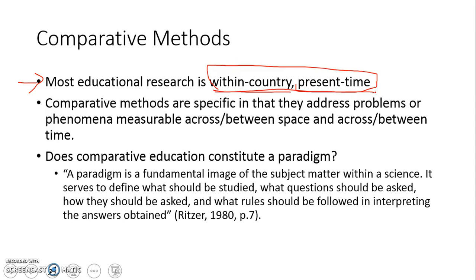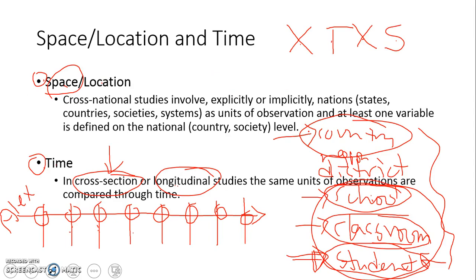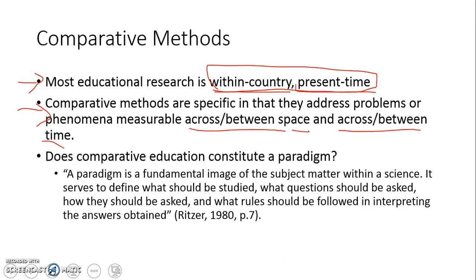If I was sitting in Germany right now, then I would probably be looking mostly at Germany-related educational research that is set roughly in the contemporary time period. But comparative methods take it a little further, and so we're a little more specific in that we address problems or phenomena that are measurable across and between space and across and between time, right? So we have this neat way of thinking about how we can compare what's happening across space and across time that is different than what you'd see in a lot of other educational research.